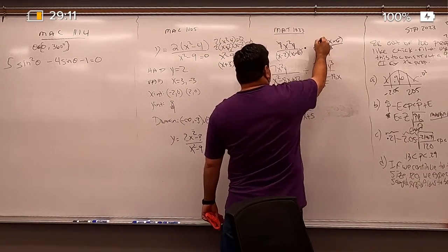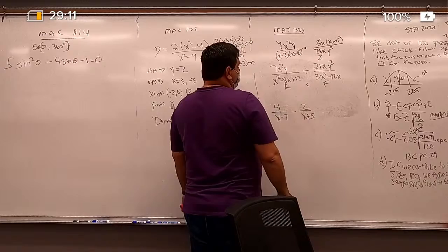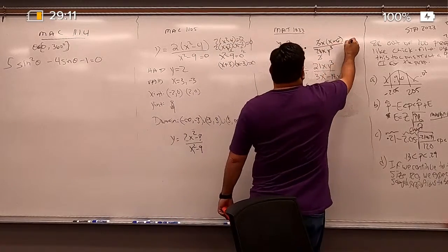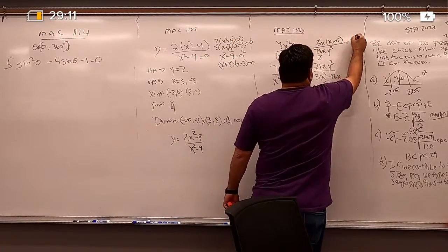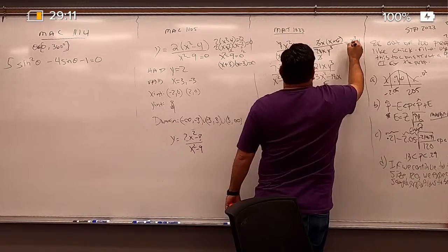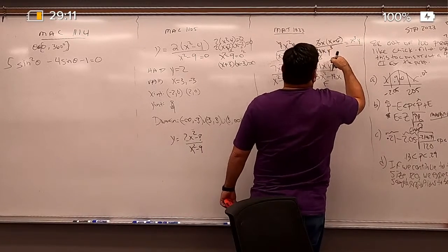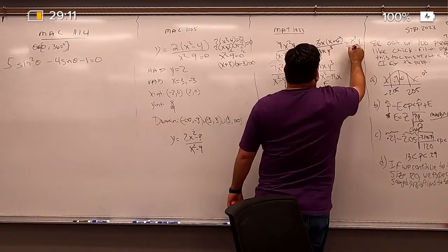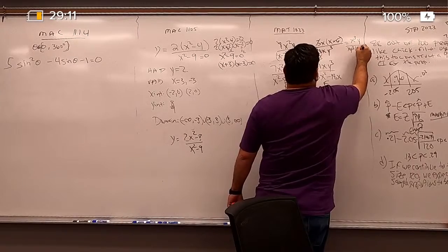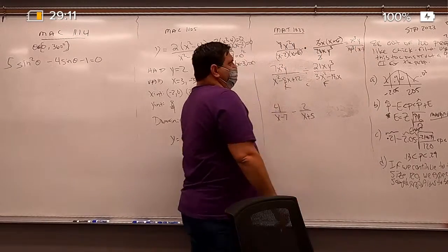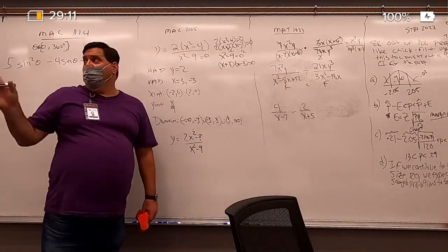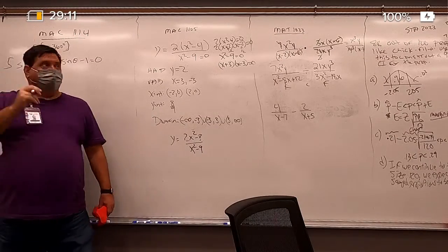This 3 and this 3 will cancel. So what do I have? X cubed y over x y cubed times x minus 2. Do we agree? And now I have to cancel there.